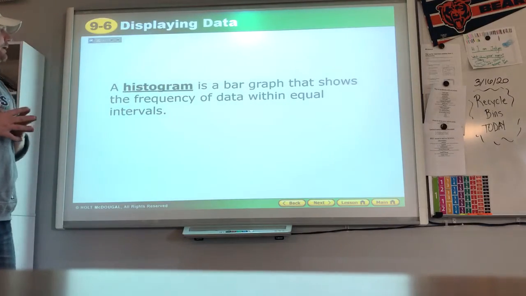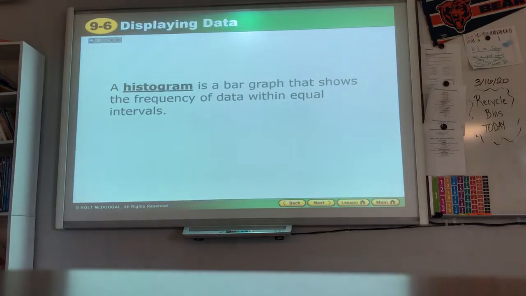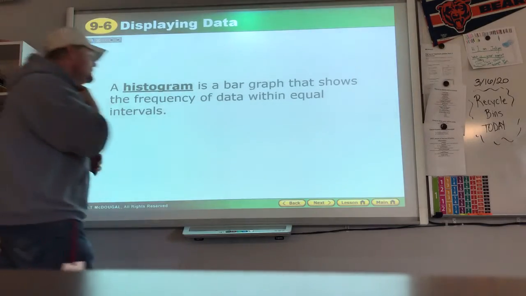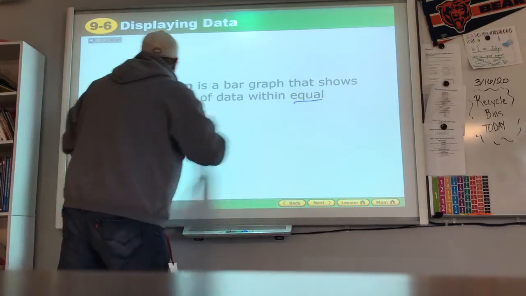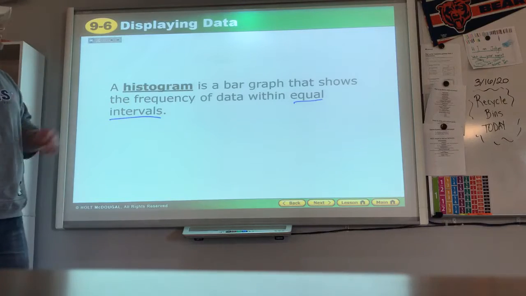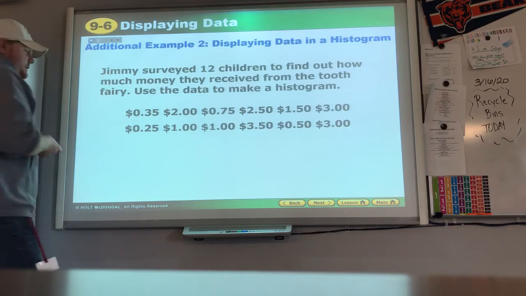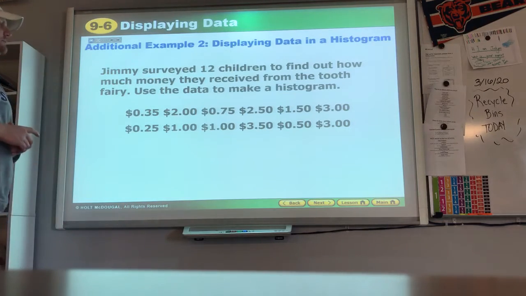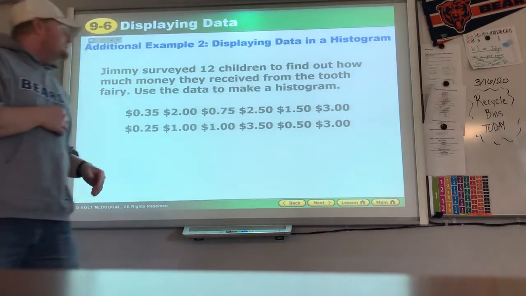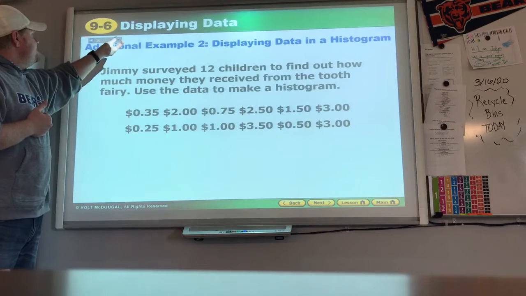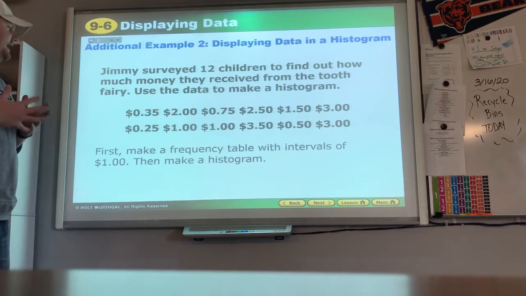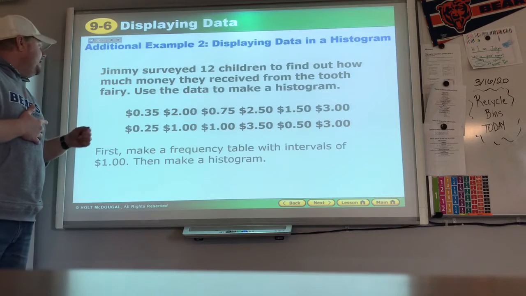Now, a histogram is a bar graph that shows the frequency of data within equal intervals. Equal intervals, important. Jimmy surveyed 12 children to find out how much money they received from the tooth fairy. Use the data to make a histogram. So he found out that some students only received a quarter and some received up to $3.50. So what he's going to do is break that down. He's going to make intervals of $1.